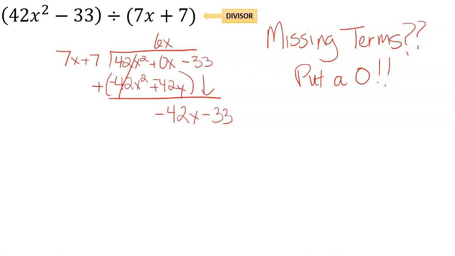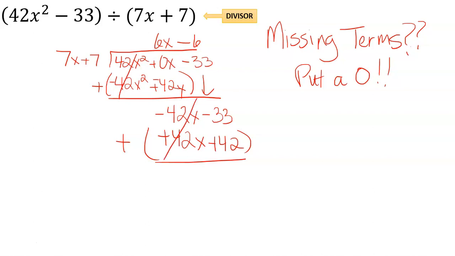So 7x times what will give me that? I need a 6, and I need that to be negative. So now I have my negative 42x that I'm looking for, and then I have a minus 42. Subtract that poly. When you subtract the poly, you're really adding the opposite. There are my opposites I'm looking for. That's the whole point of long division. We want that first term to cancel out. And then when I add a negative 33 and a positive 42, I get 9.